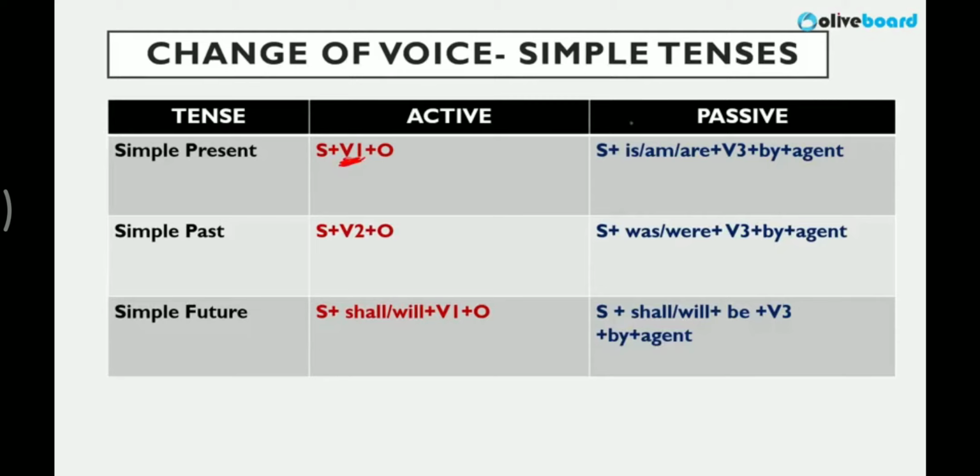Now, when we change it into passive, you can see because it is simple present, these are the helping verbs we use. Now, you will choose a helping verb according to the subject. Is for singular subject, am with I and are for plural subject. Then we have always V3.